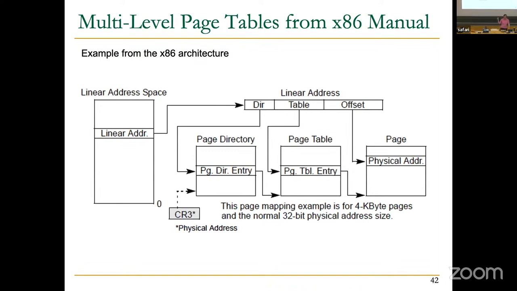So let me give you an example from the x86 architecture. You can see that x86 nicely called this the page directory. So CR3 is the physical address, basically control register 3, the page directory base register. You add to it the top n bits from the directory entry, and this gives you the base register of the actual page table. And then you index that page table using part of the linear address. That gives you the PTE, and then the PTE concatenated with the offset is the physical address, essentially.